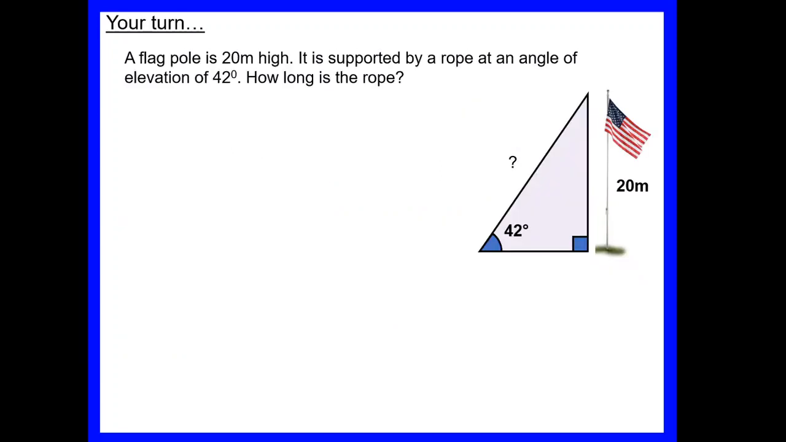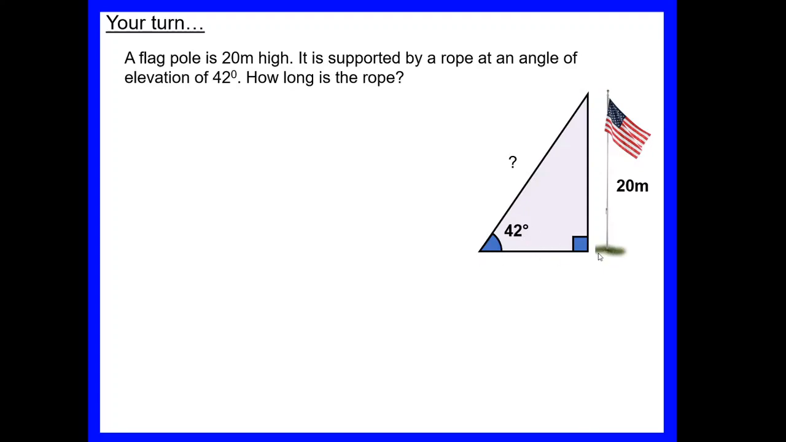Okay, finally then, your turn. So another real life question. A flagpole is 20 meters high. It's supported by a rope at an angle of elevation of 42 degrees. How long is the rope? So we've been given here our flagpole, 20 meters high. We've got to imagine there's a rope coming down from the top. Okay, and the angle of elevation, so that's from the ground up.